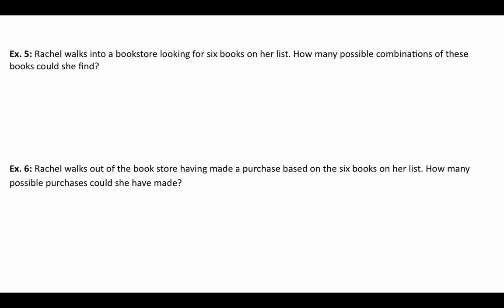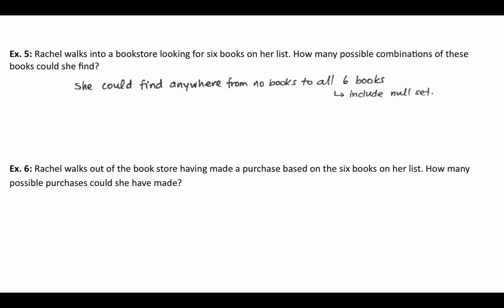We have to ask ourselves, is it possible for her to find none of them? And I would have to say yes. It's possible. She could walk in there and she could find none of the books that she was looking for. The null set in this case is a viable option. Nothing is a viable option. So we want to include that. So basically, she could find anywhere from no books to all 6 books. So let's include the null set. We won't subtract out the 1. Exactly. That's essentially what we're doing here.